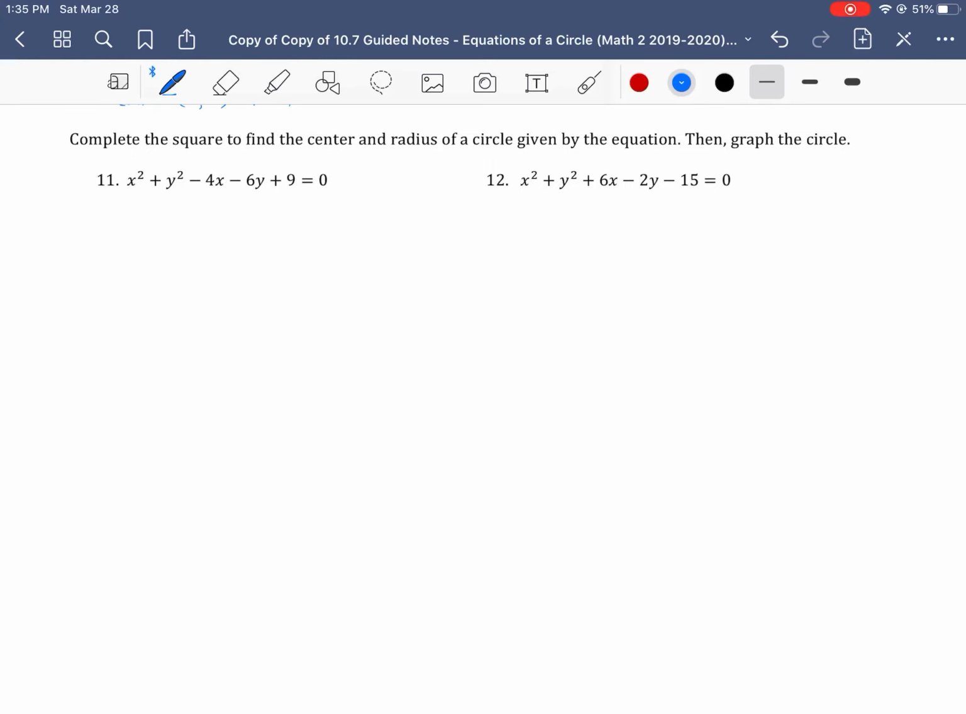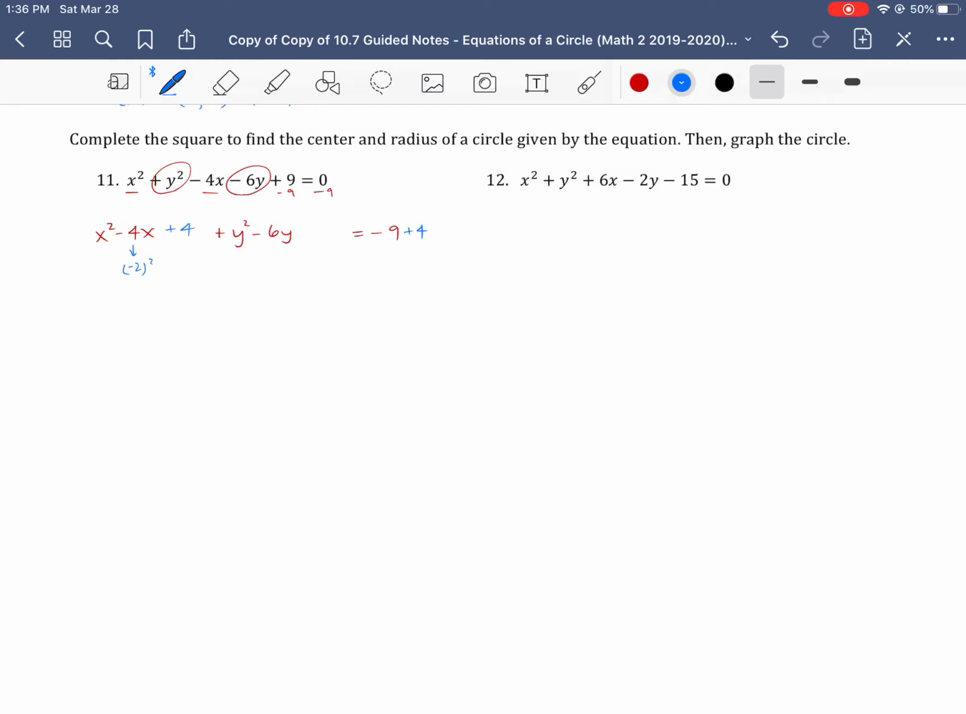So let's try it ourselves here. Complete the square again to find the center and radius of the circle. So once again, I'm going to group things together. Here's my x pieces, so I'm going to say x squared minus 4x. And then here's my y pieces, plus y squared minus 6y. And then I'm going to put the 9 on the other side. So I'm going to subtract it over to the other side. Gives me a -9. That being said, now I'm going to add in my perfect pieces. So again, I take half of this, which is -2, and I square it. That would be a +4 there.